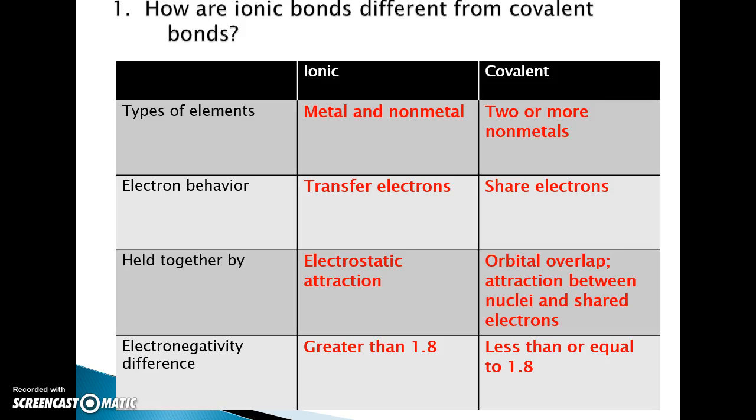When we talk about how they're actually held together as compounds, ionic compounds are held together by electrostatic attraction between oppositely charged ions. In covalent compounds, we have orbital overlaps. So they're actually sharing electrons, and the nuclei of the two atoms are attracted to the shared electrons. One easy way to distinguish ionic and covalent compounds, besides the composition of the elements, is the electronegativity difference between two elements in a compound. If it's greater than 1.8, we consider it to be ionic. If it's less than or equal to 1.8, we consider it to be covalent.